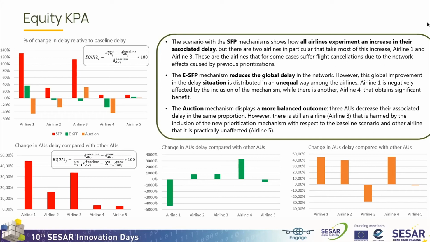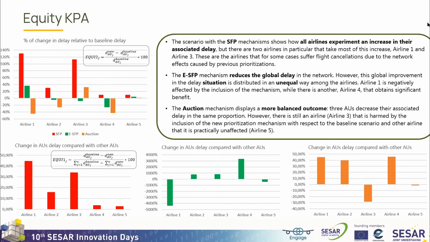What we can extract from the results here is that the scenario with the selective flight protections shows how all the airlines experience an increase in the associated delay. But there are two airlines in particular that take most of this increase, Airline 1 and Airline 3.